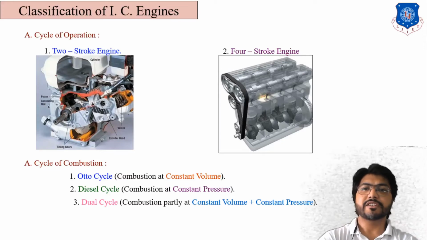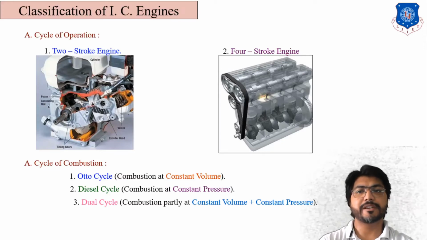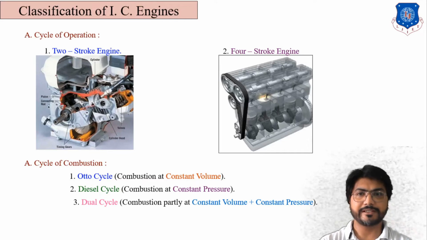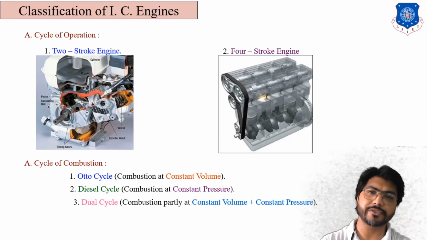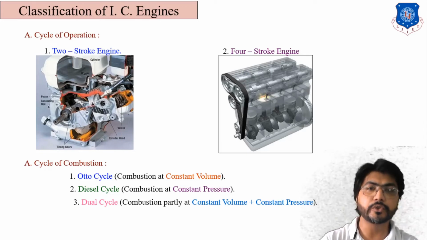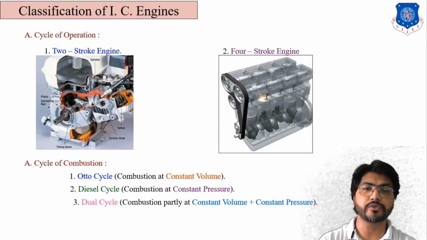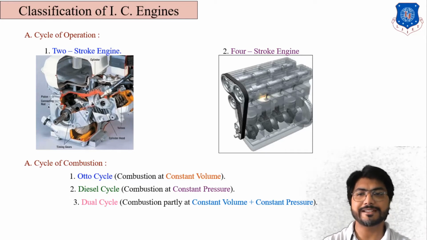The classification of IC engines based on the cycle of operation gives the two-stroke engine and the four-stroke engine. In a two-stroke engine, the cycle is completed in one revolution of the crankshaft. In a four-stroke engine, two revolutions are needed to complete the four strokes of the engine.